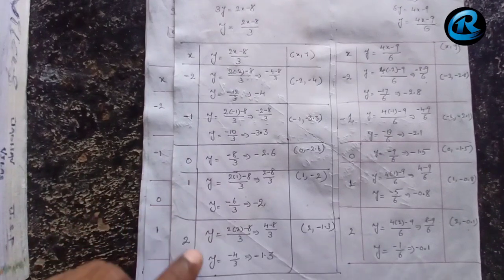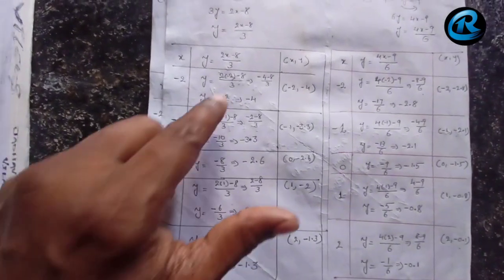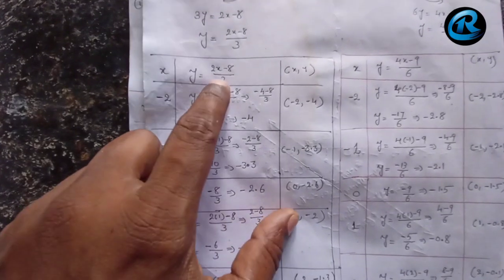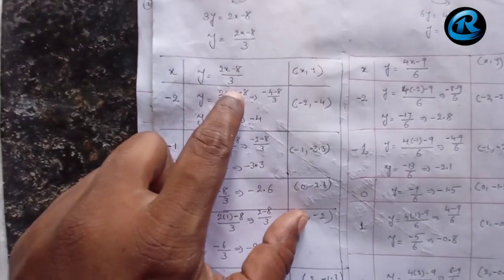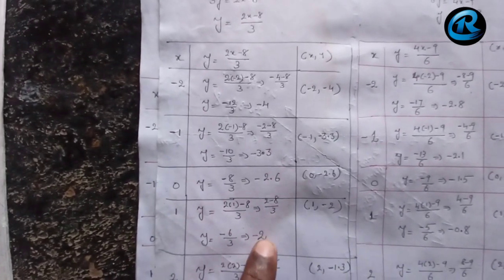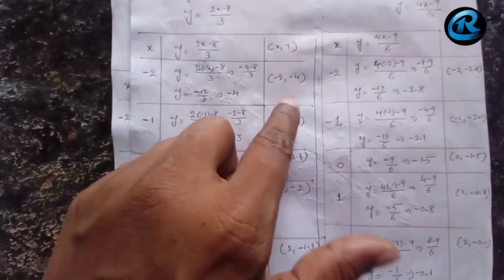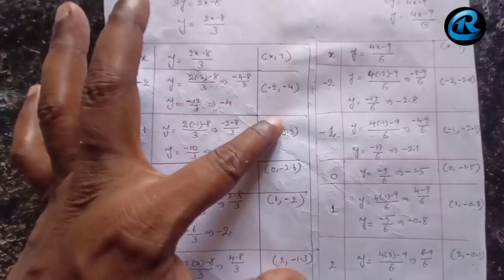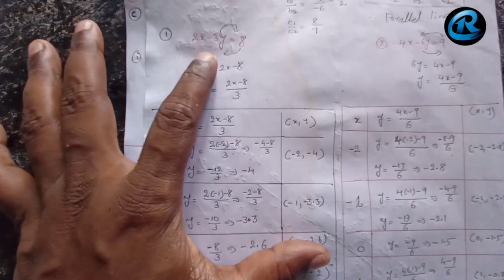So for the first equation, you assume some x values like minus 2, minus 1, 0, 1, 2. And if you substitute minus 2 in this 2x minus 8 by 3, the y value will be minus 4. X equal to minus 1, then y equal to minus 3.3. If x equal to 0, y value is minus 2.6. If x equal to 1, the y value is minus 2. If x equal to 2, the y value is minus 1.3. So you will be getting 5 points here. X value minus 2, y value minus 4. Like that, you will be getting 5 solutions for equation number 1.